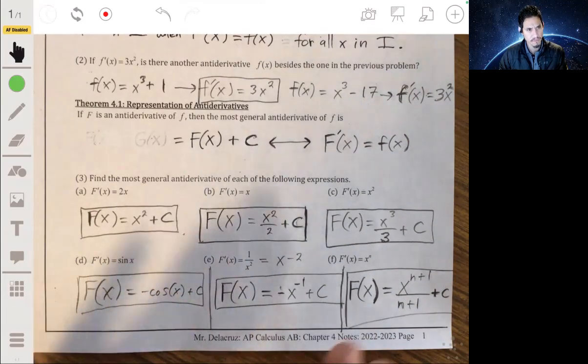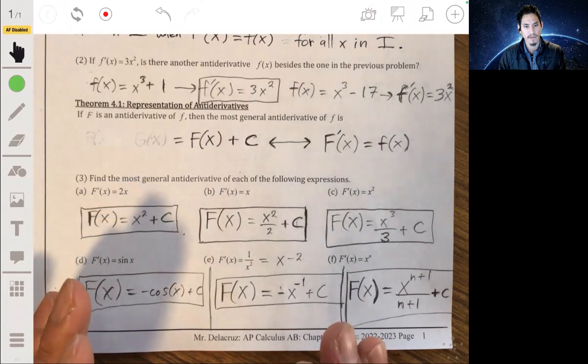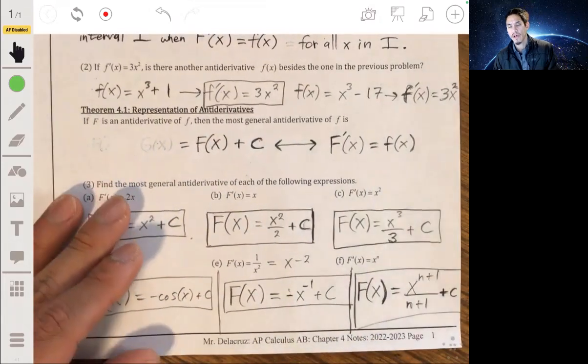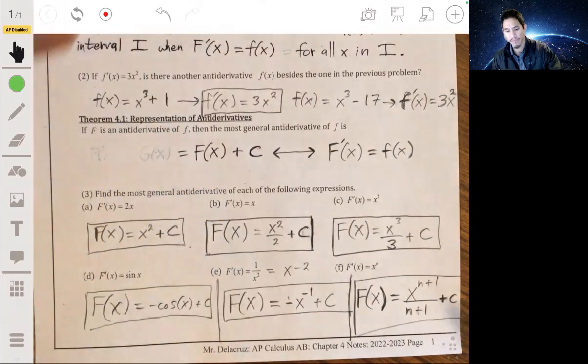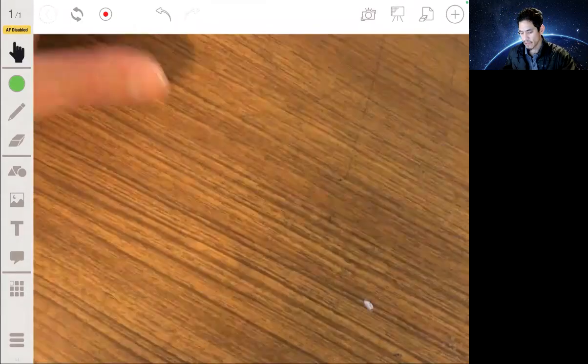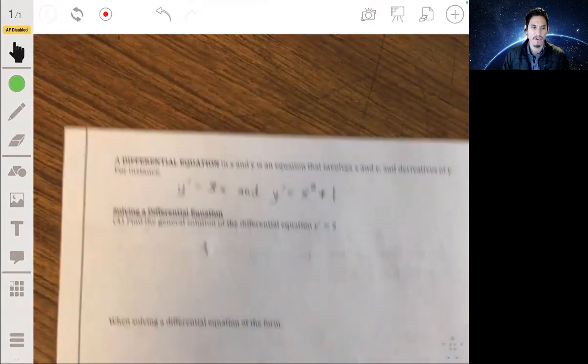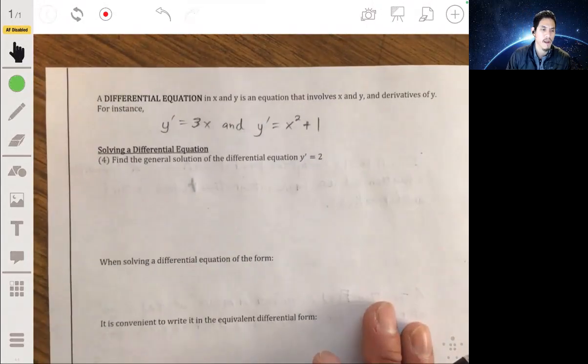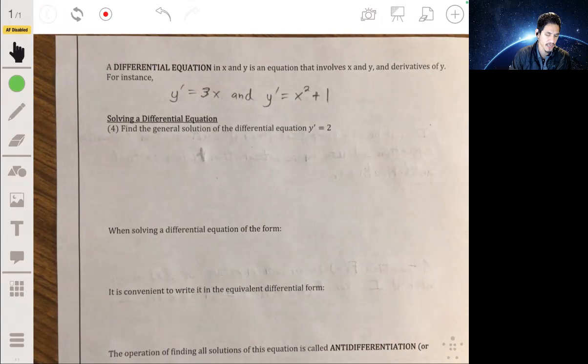So by now you may have picked up on the pattern. And just like when you first were learning how to take derivatives, when you first learn how to take antiderivatives, it'll take some practice, but after many, many examples and practice, you'll be good at it, and it won't seem like an issue at all.